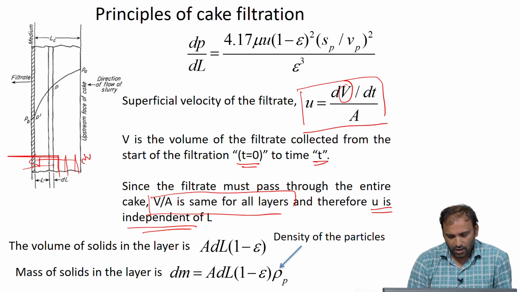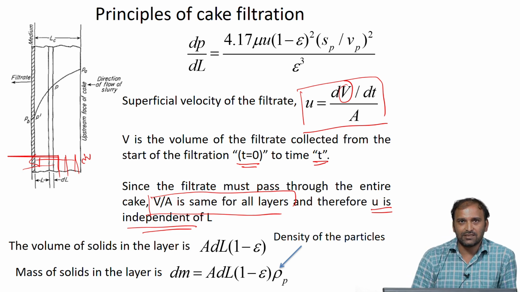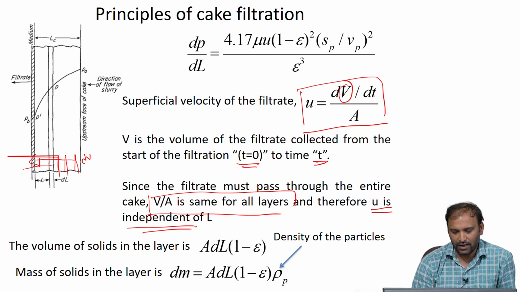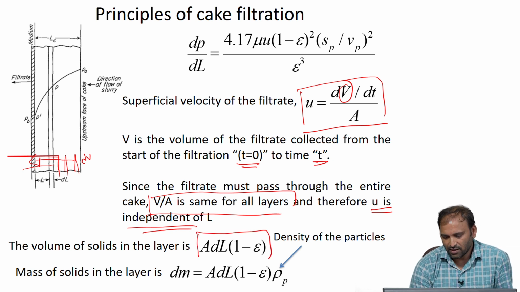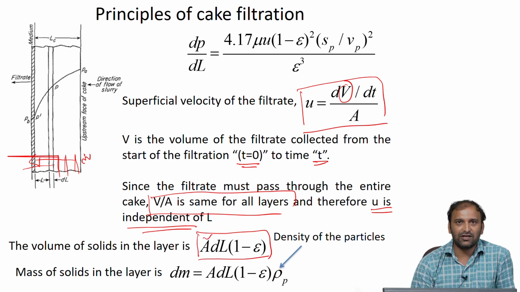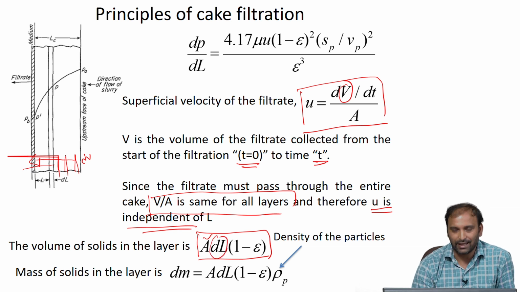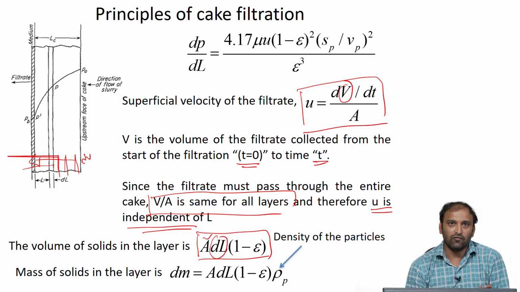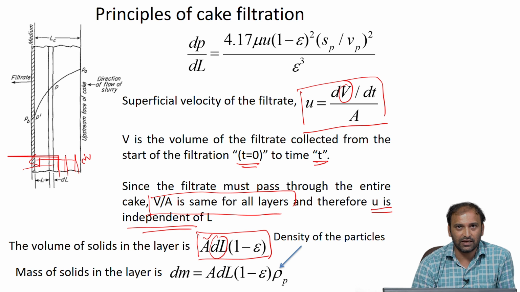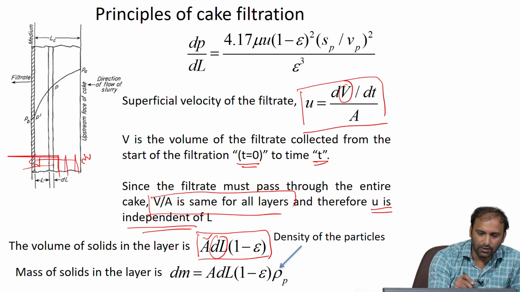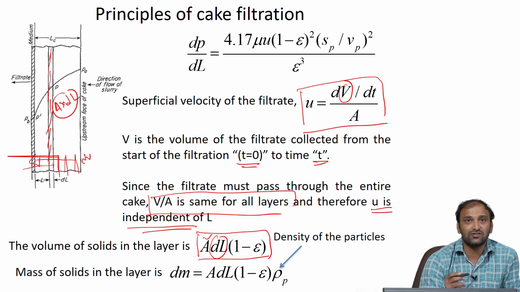And for the volume of the solids in the layer, A, the filtration area, multiplied by delta L gives me the volume of the solid plus the liquid in the filter cake, in the thin cross section, right. So essentially A multiplied by dl gives me the volume of this thin section.